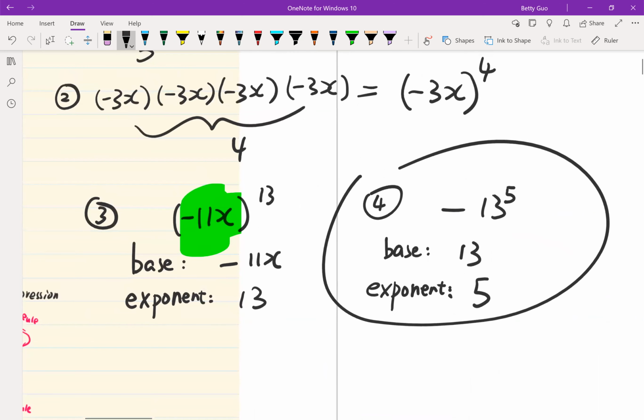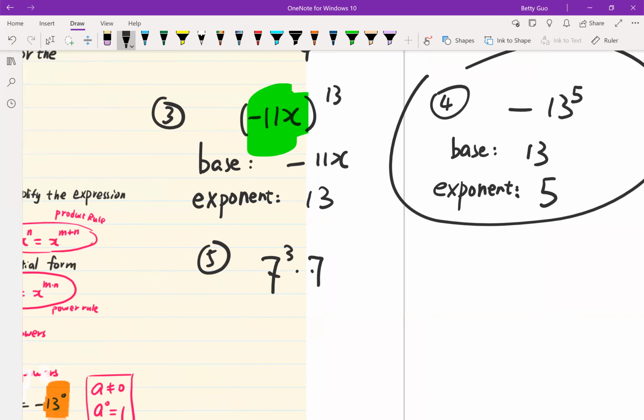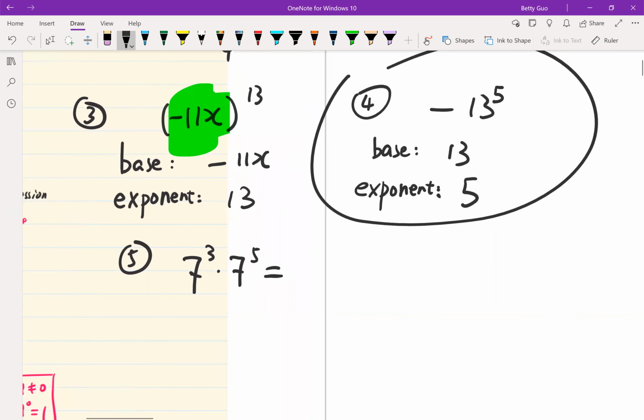Number 5. Let's see what's number 5. Simplify 7 to the power of 3 times 7 to the power of 5.